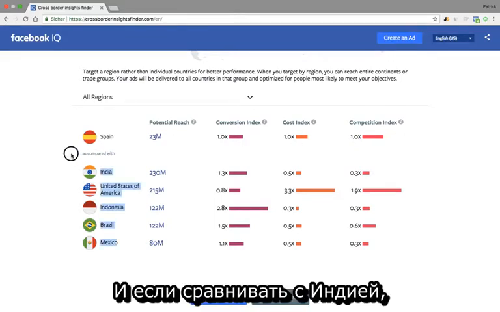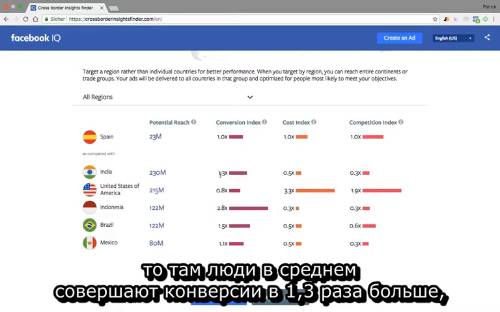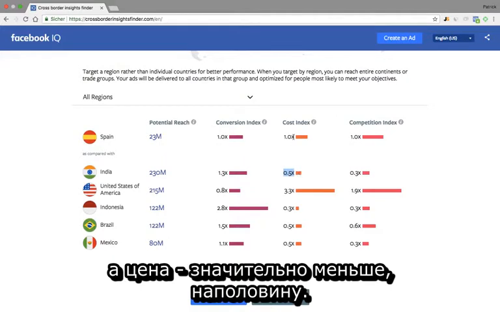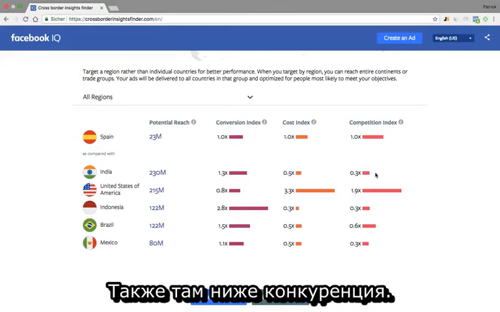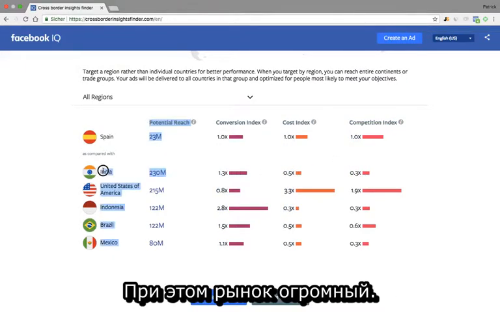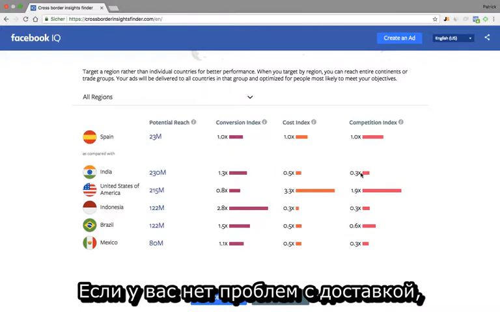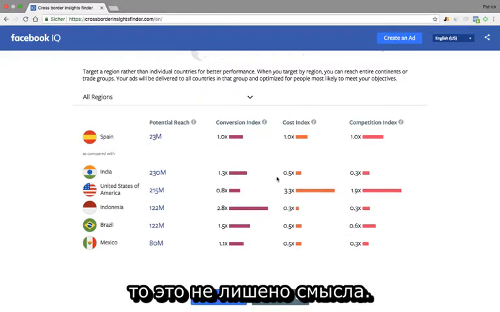And if we compare it with India, for example, in India, people on average convert 1.3 times higher, and the cost is much lower. It costs only half, and you have much less competition, and the market is huge. Okay, so advertising in India actually makes a lot of sense. If you're able to deliver there properly, it makes a lot of sense.